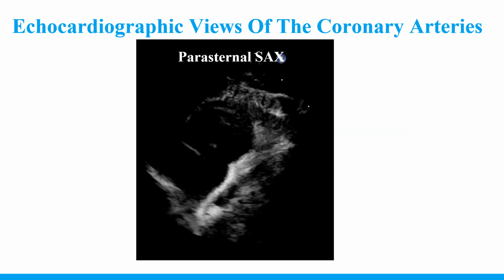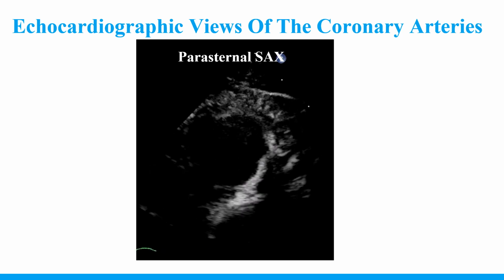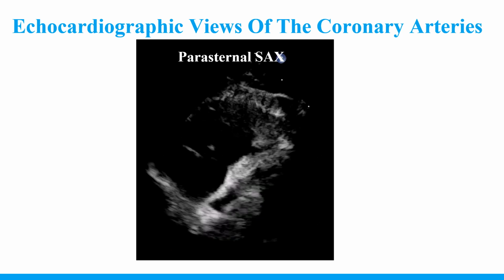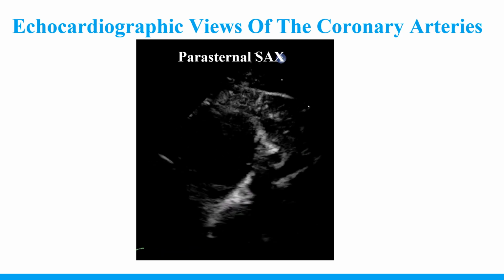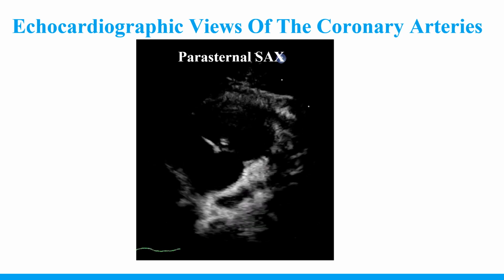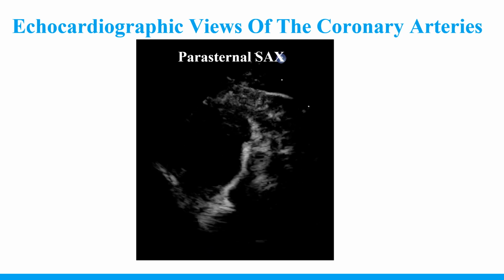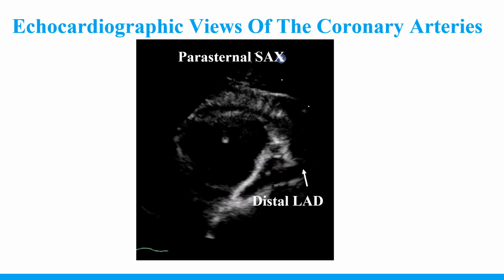If you move further, more superiorly on the chest and slightly leftward, you will actually see the distal LAD, which is distal to the pulmonary valve annulus. This is the pulmonary valve annulus, and this here would be your distal LAD as pointed by the arrow.